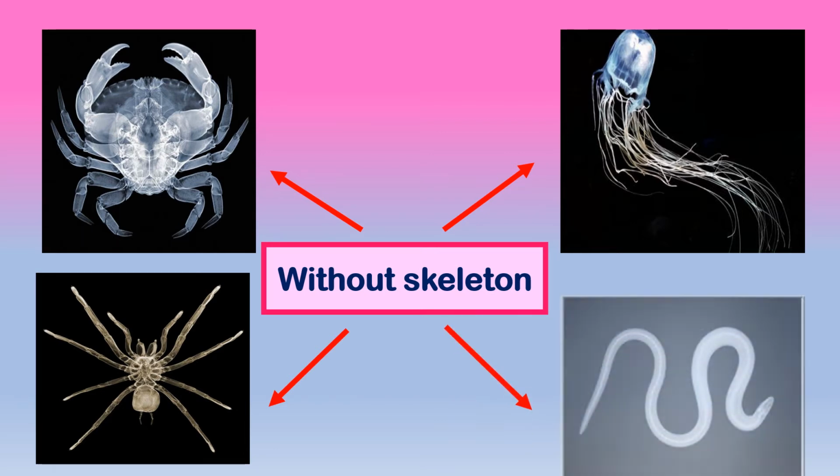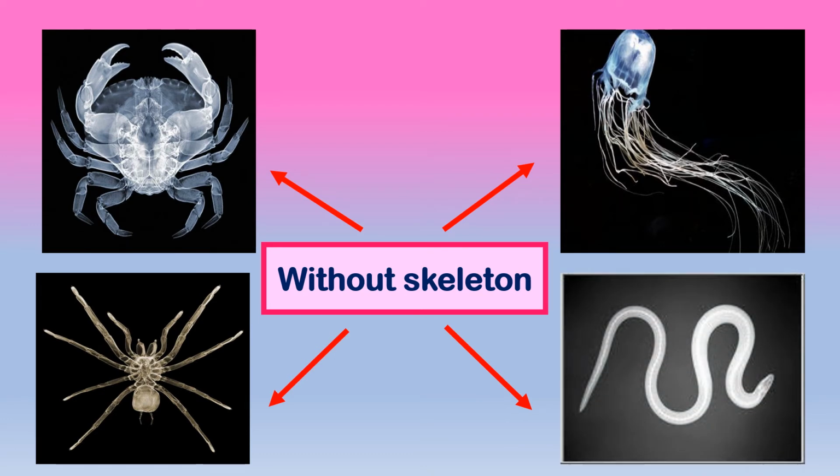The last one, worm. Worm has a hydroskeleton, meaning made of fluid-filled cavity surrounded by muscles. These are the different examples of animals without skeleton: a crab, a jellyfish, spider, and a worm.